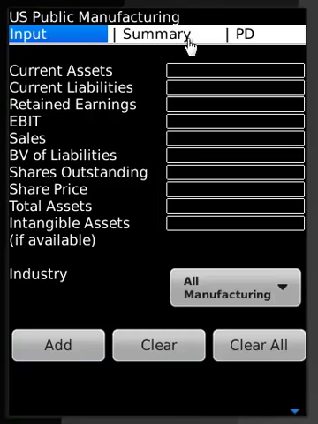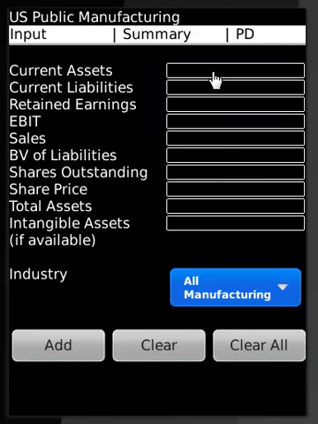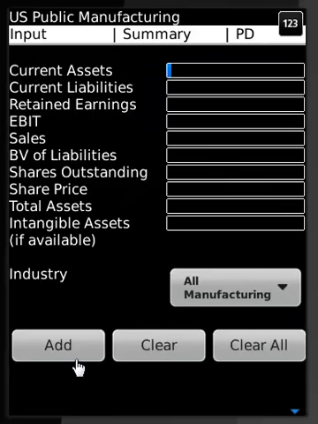Here we have input, summary, PD is probability of default. We need to supply the current assets, current liabilities, retained earnings, EBIT, sales, book value of liabilities, shares outstanding, share price, total assets, intangible assets if available, and industry. We can select the industry. We see at the bottom add, clear and clear all.